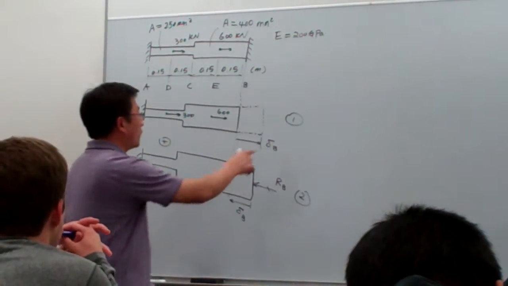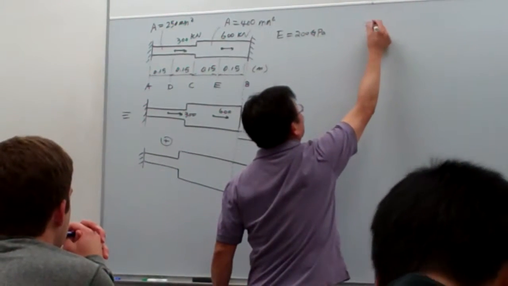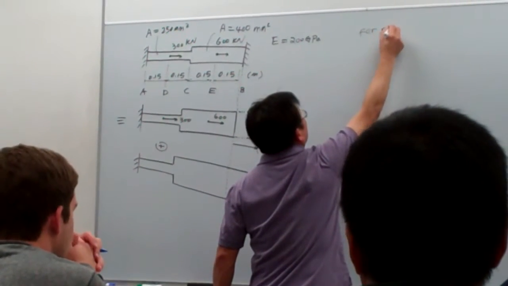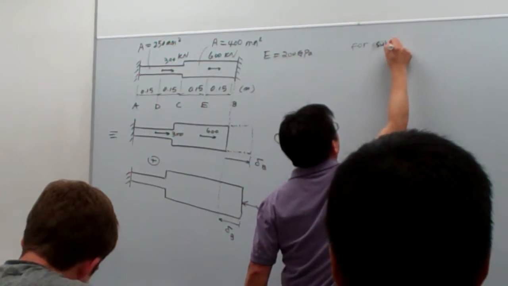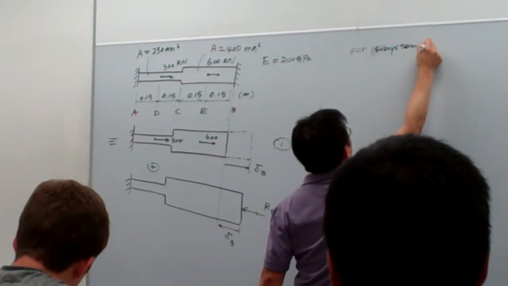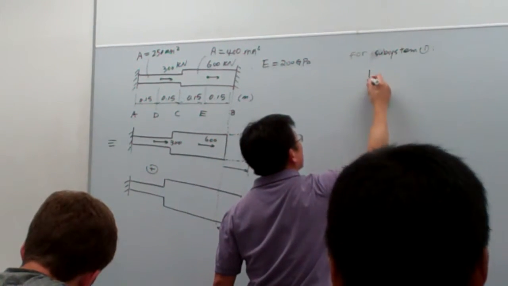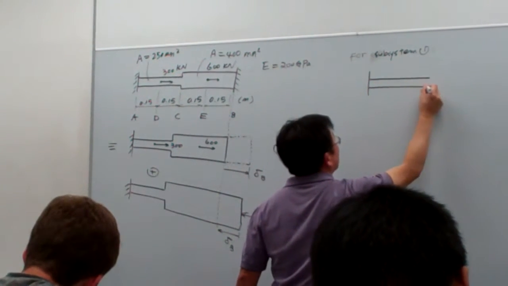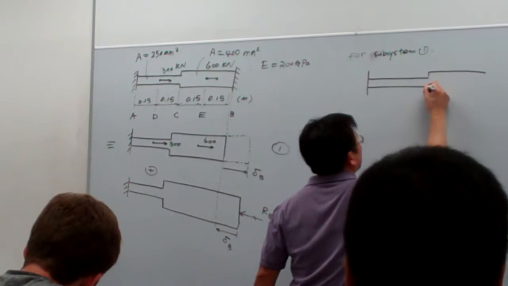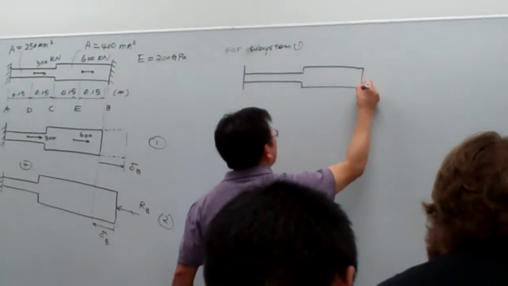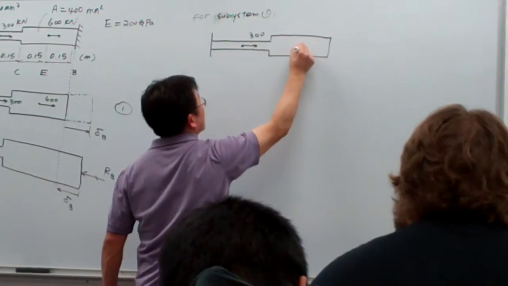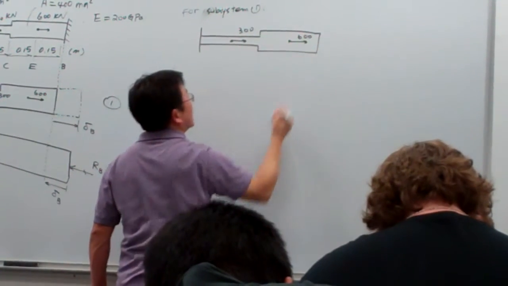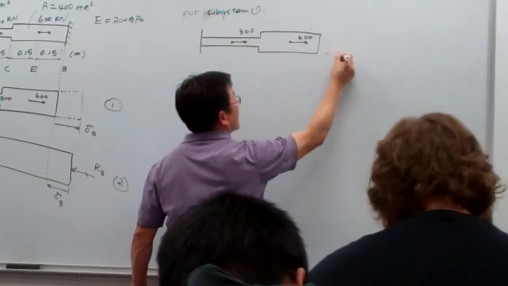So now for subsystem 1, let me rewrite here again one more time. So this is a loading here, 300, and this is a loading here, 600. And again, I want to calculate the deformation delta V.